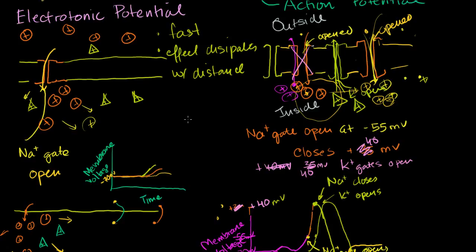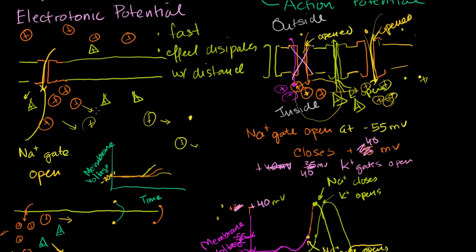And so if we go to some point further off in the cell, let's say we were looking at that point right here, if you have a positive charge here, it's going to want to move in that direction. If you have a positive charge there, it's going to want to move in this direction. So it's going to become more positive very quickly. So that's what we talk about as electrotonic potential. And the benefit is it happens very, very quickly.